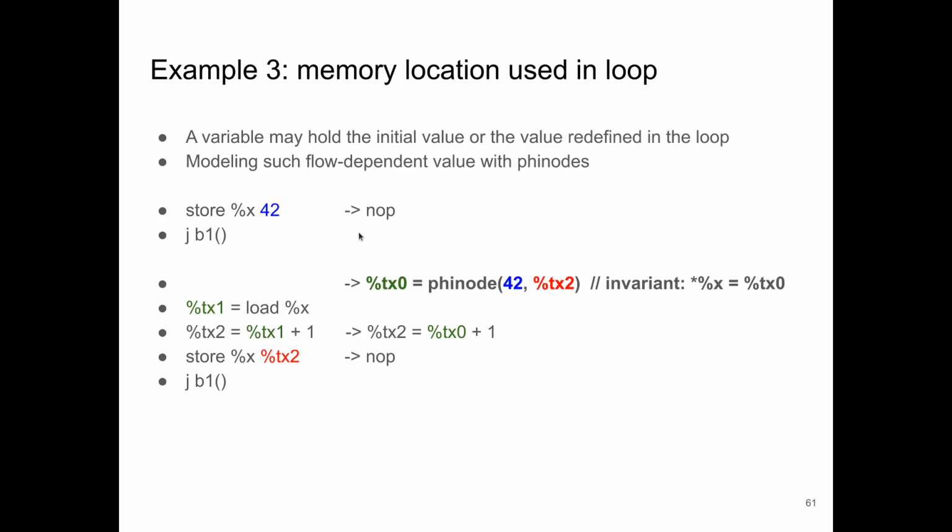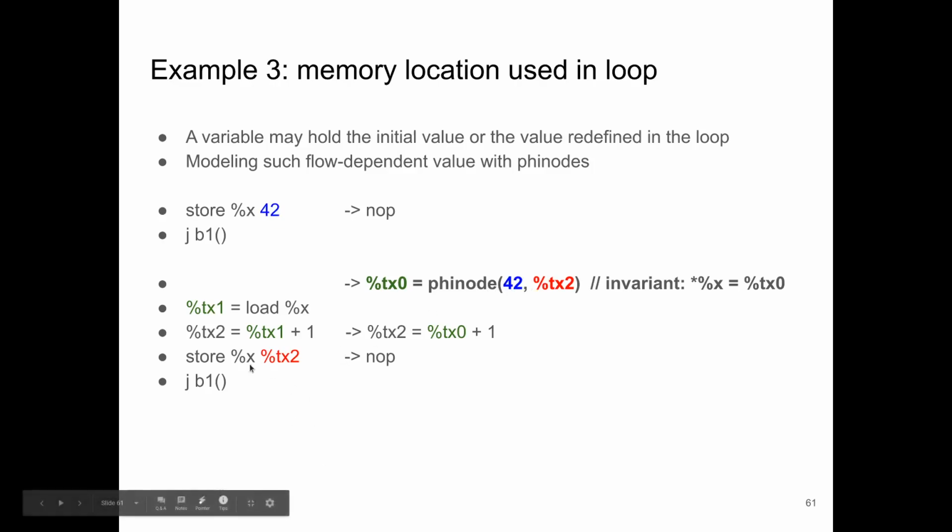So let's see how this can be obtained from this code here. At the beginning of this B0, we store 42 to x. So we can see that at the end of this B0, the value stored in x should be 42. As a result, when we create a phi node, we can insert this 42 into here.